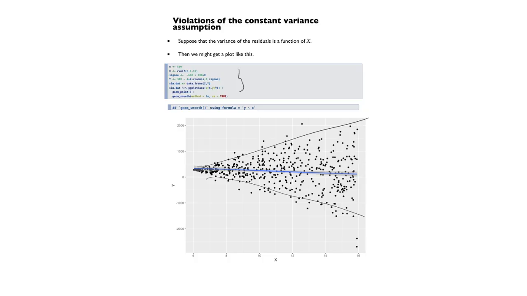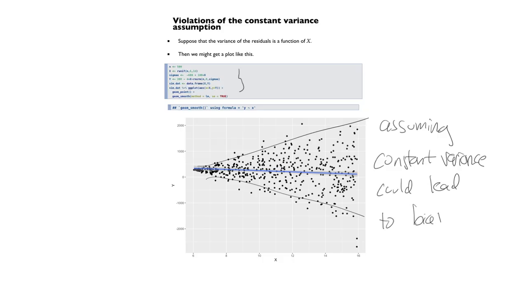And therefore, if I assume it by just getting the standard results from a linear regression, I'm going to get biased standard errors, biased confidence intervals, et cetera, right? So assuming constant variance could lead to biased estimates of the standard error.